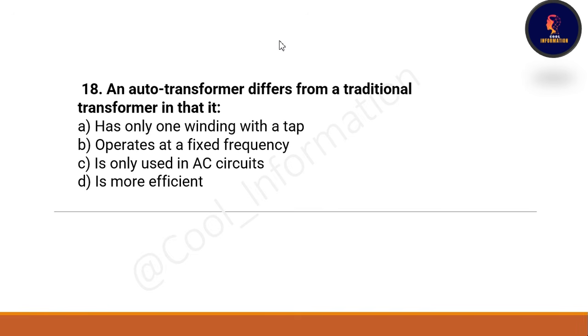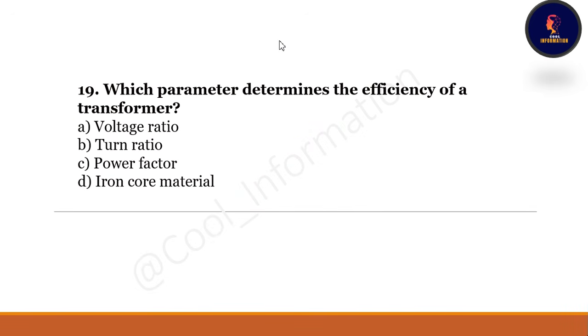18th question. An auto transformer differs from a traditional transformer in that it has only one winding with a tap, operates at a fixed frequency, is only used in AC circuits, or is more efficient. And the correct option is it has only one winding with a tap.